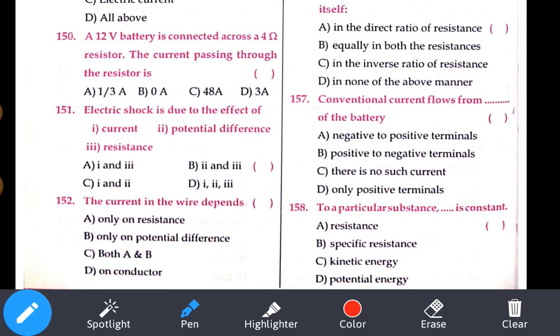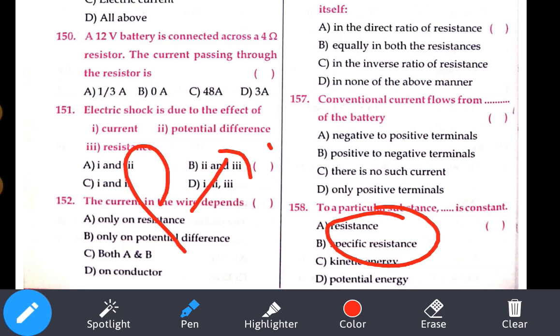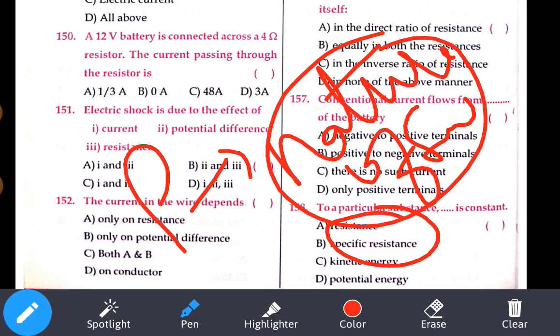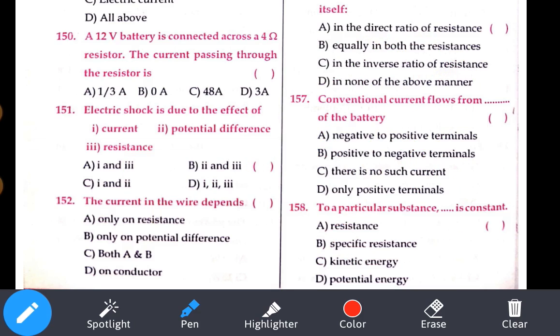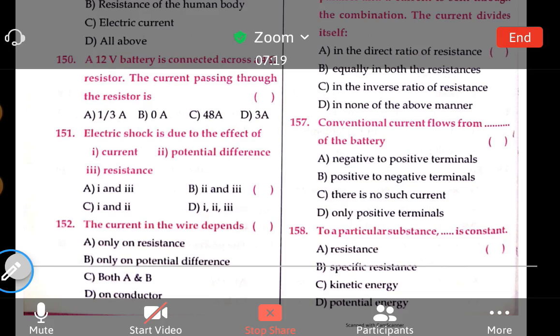Let's see the next question. To a particular substance dash is constant. What are the options they have given? Resistance, wrong. Yes, specific resistance. What is meant by specific resistance? Specific resistance tells about the nature of the substance. Based on that, if you are taking iron, it will have one property. If you are taking aluminum, it will have one type of property, the resistivity. So it will not change. So specific resistance. Understood? Let's see the next question. I think that page is over.